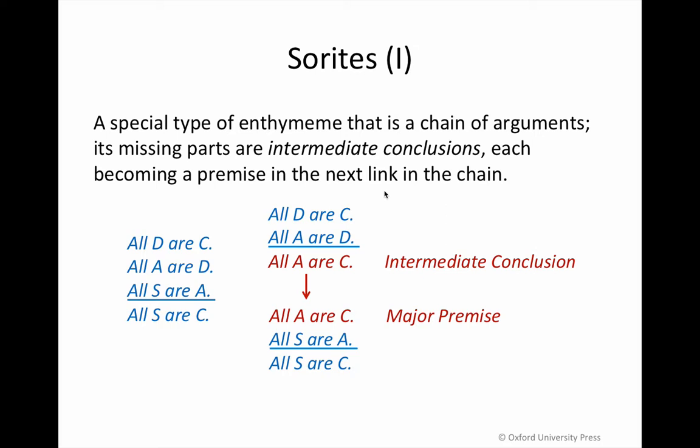So all D are C, all A are D yields all A are C. All A are C then becomes the major premise for the next argument, whose minor premise is all S are A. So in the first argument, all 6 rules are satisfied. And in the second argument, again, all 6 rules are satisfied.